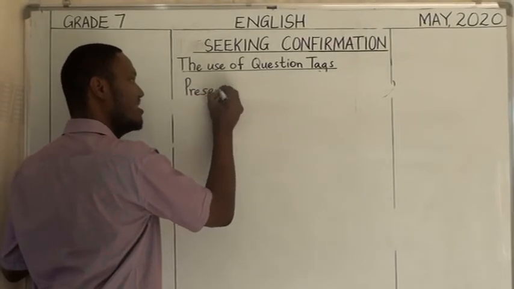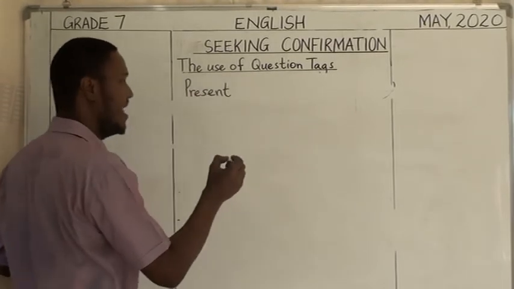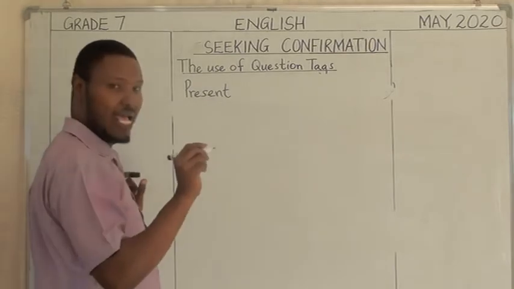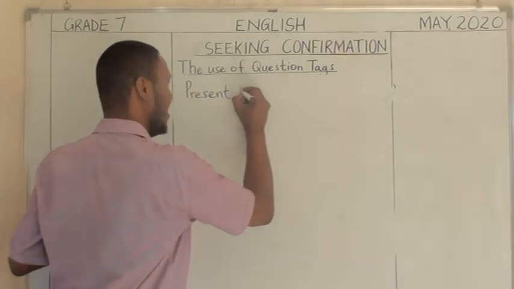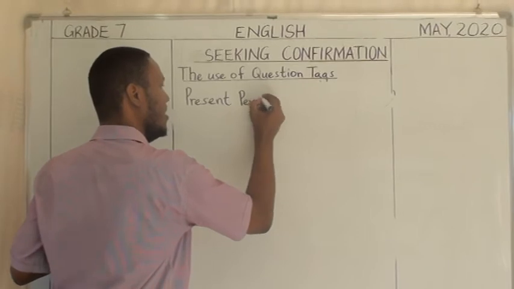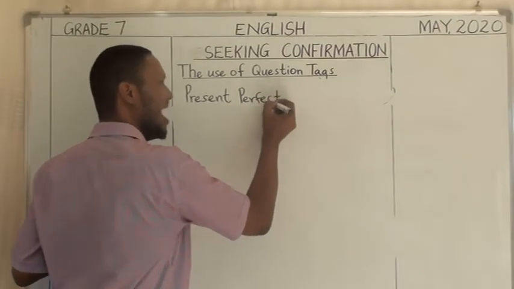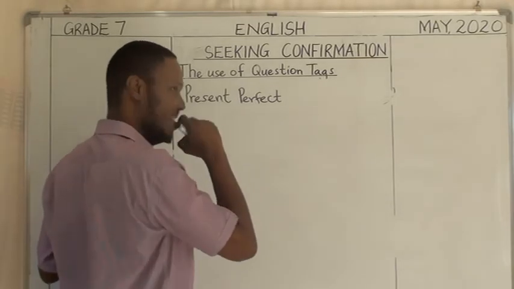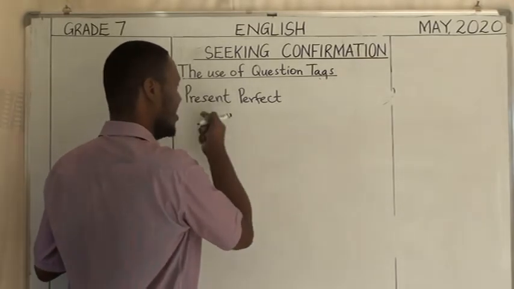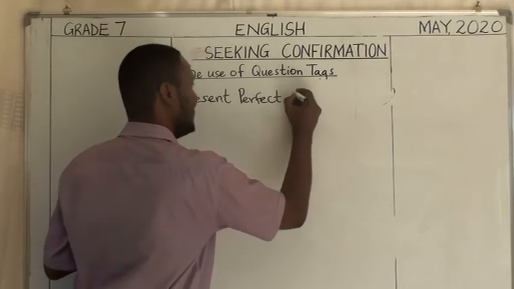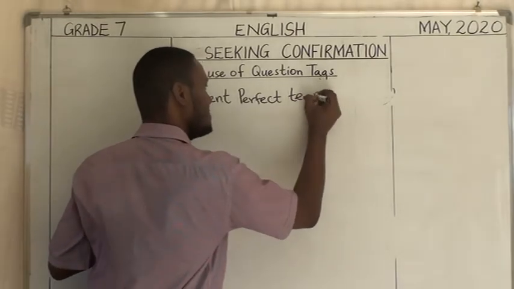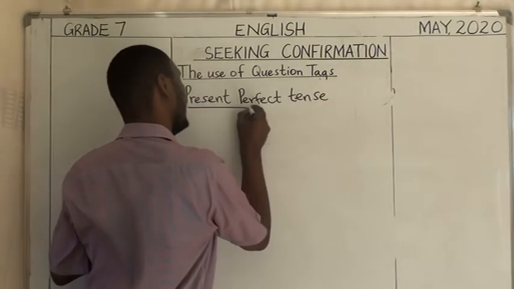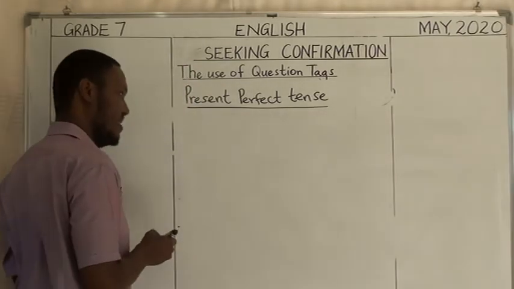You remember what we said in the first lesson? The helping verbs in the present perfect tense are has and have. And we said helping verbs are used with the main verbs to form the perfect tenses. So the perfect tense in the present perfect. An example of a sentence in the present perfect tense.